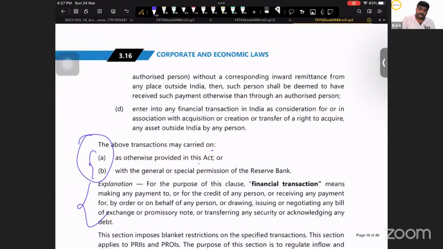ಯಾವುದಕ್ಕೋಸ್ಕರ? As a consideration for or in association with acquisition or creation or transfer of a right to acquire any asset outside India by any person. ಯಾವುದೇ ಪರ್ಸನ್ ಇಂಡಿಯಾದ ಹೊರಗೆ ಅಸೆಟ್ ಎಕ್ವೈರ್ ಮಾಡ್ಲಿಕ್ಕೋಸ್ಕರ, ಅಸೆಟ್ ಅಂತ ಹೇಳಿದ್ರೆ ಲ್ಯಾಂಡ್ ಇರಬಹುದು, ಬಿಲ್ಡಿಂಗ್ ಇರಬಹುದು, ಶೇರ್ಸ್ ಇರಬಹುದು, ಇಂಥ ಯಾವುದೇ ಅಸೆಟ್ ಗಳನ್ನು ಎಕ್ವೈರ್ ಮಾಡ್ಲಿಕ್ಕೋಸ್ಕರ ಆ ಅಕ್ವಿಸಿಷನ್ ಗೆ ಕನ್ಸಿಡರೇಷನ್ ಆಗಿ ಇಂಡಿಯಾದಲ್ಲಿ ಫೈನಾನ್ಷಿಯಲ್ ಟ್ರಾನ್ಸಾಕ್ಷನ್ ಮಾಡ್ಲಿಕ್ಕಿಲ್ಲ.